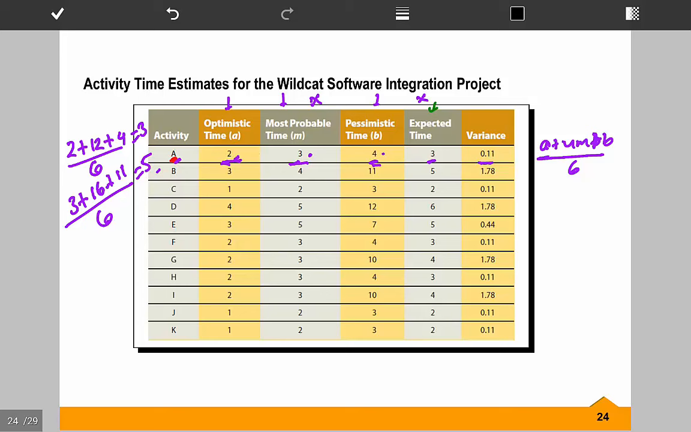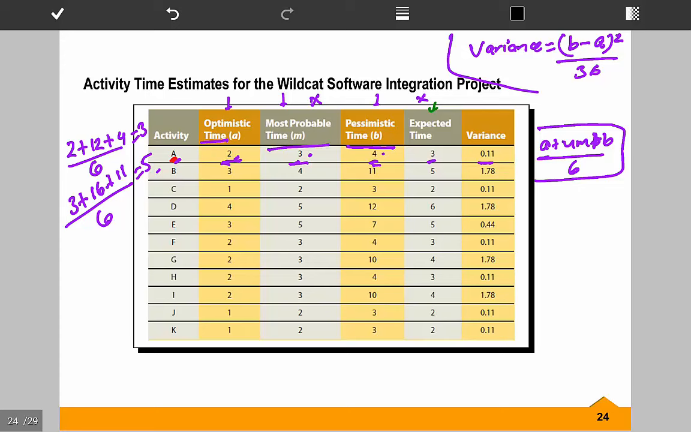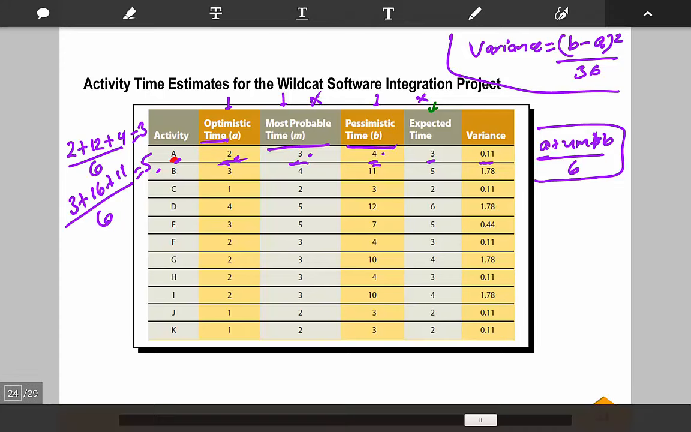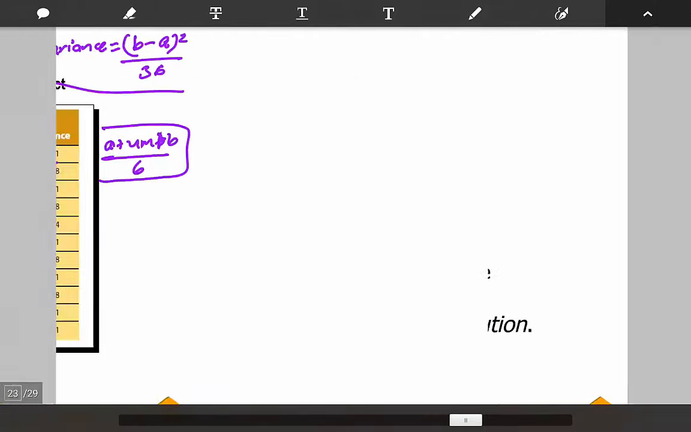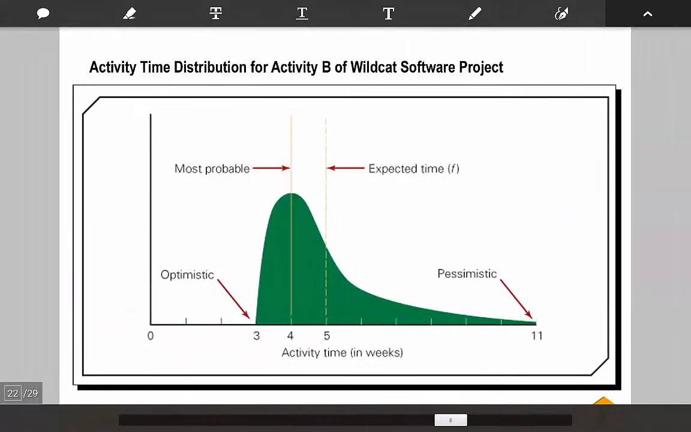The variance, in this kind of method, where you have an optimistic estimate, a pessimistic estimate, and a most probable estimate, is given by the formula (B minus A) squared divided by 36. Now you might wonder, why do we have these weird formulas for the expected value or the mean and this weird formula for variance? The complete reason is kind of outside the scope of this class, but I'll give you the basic reason.